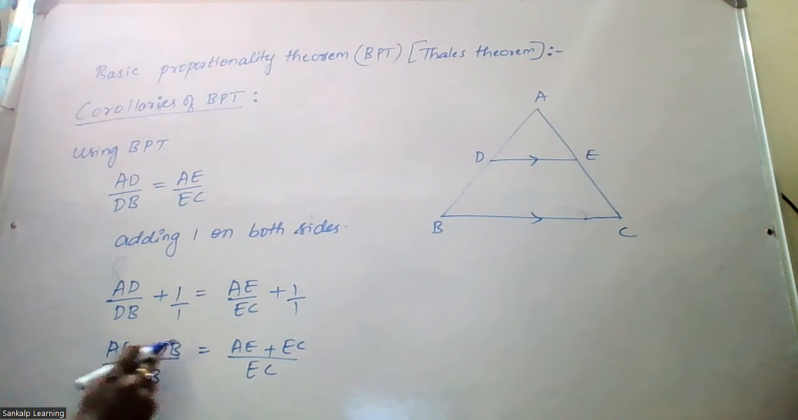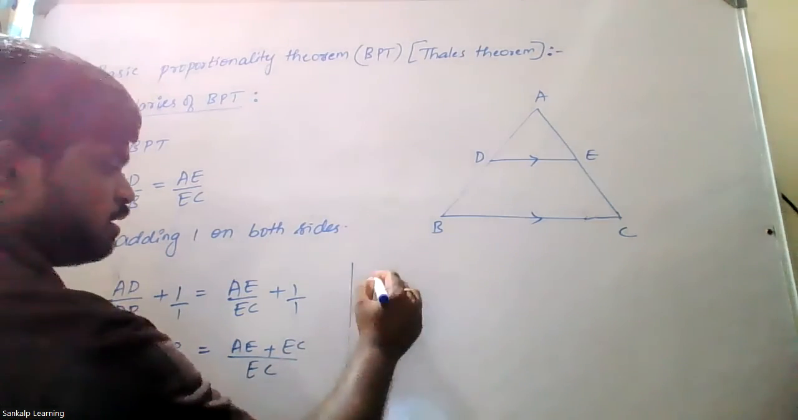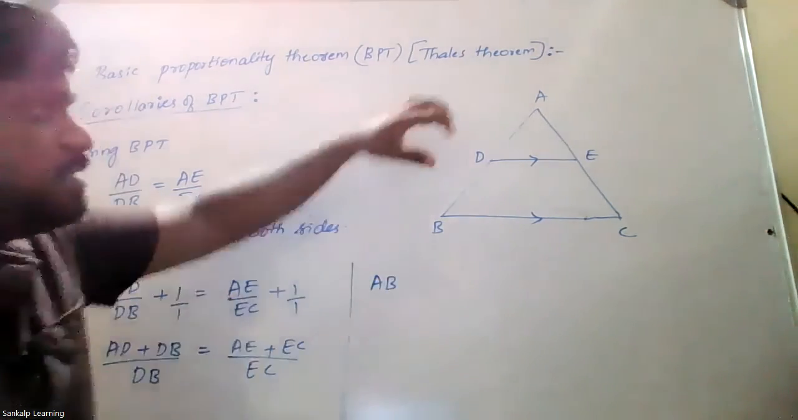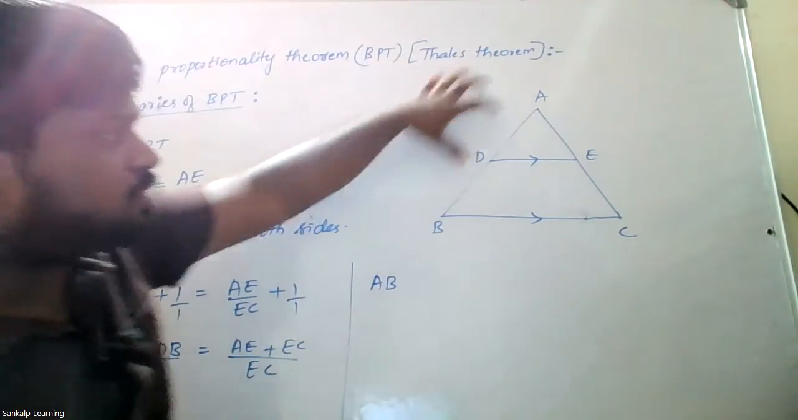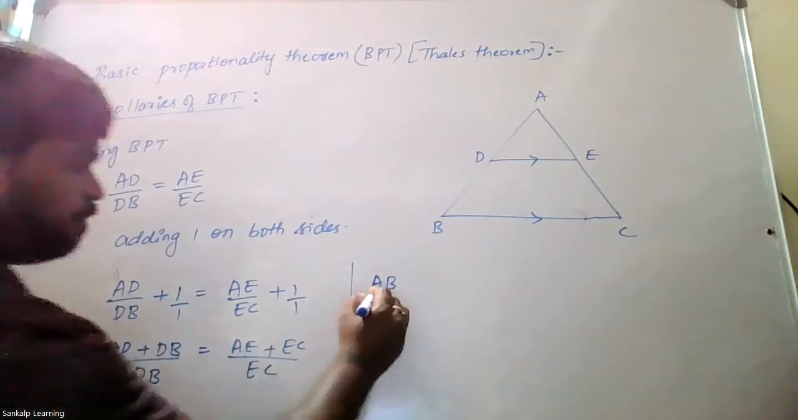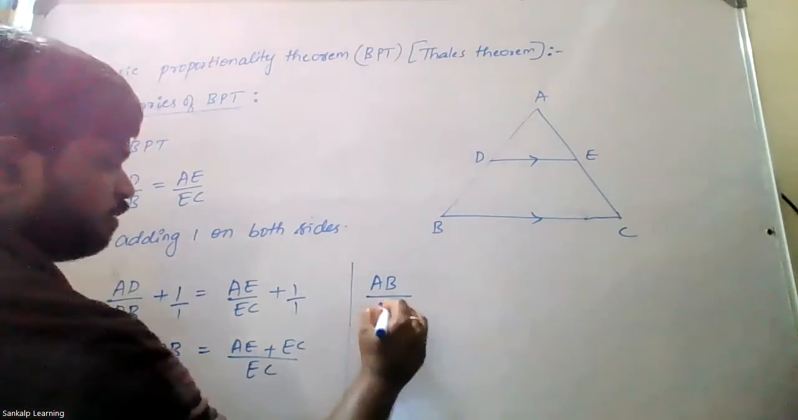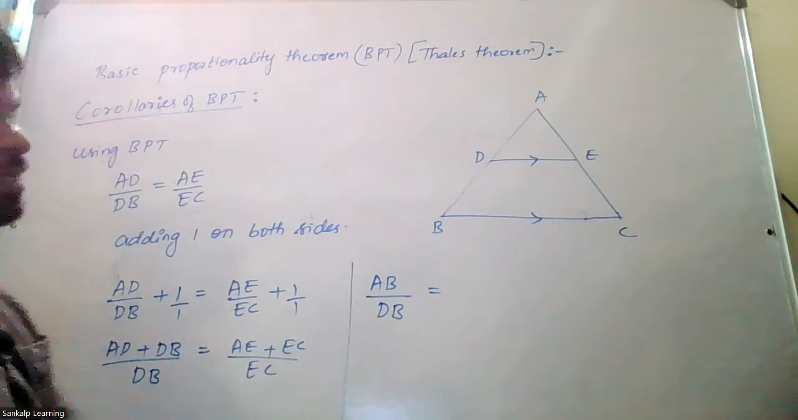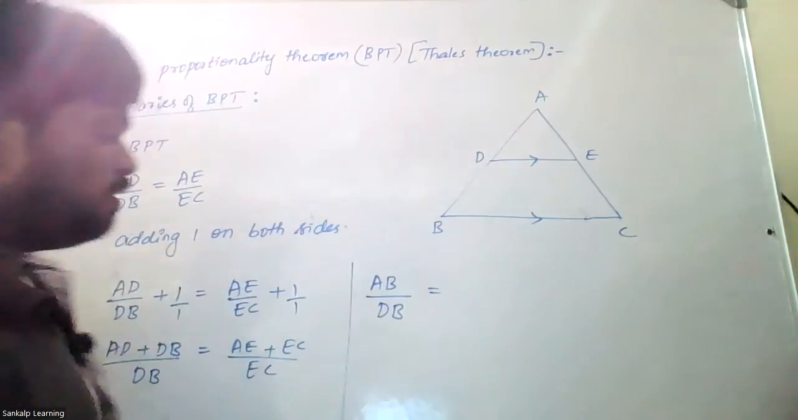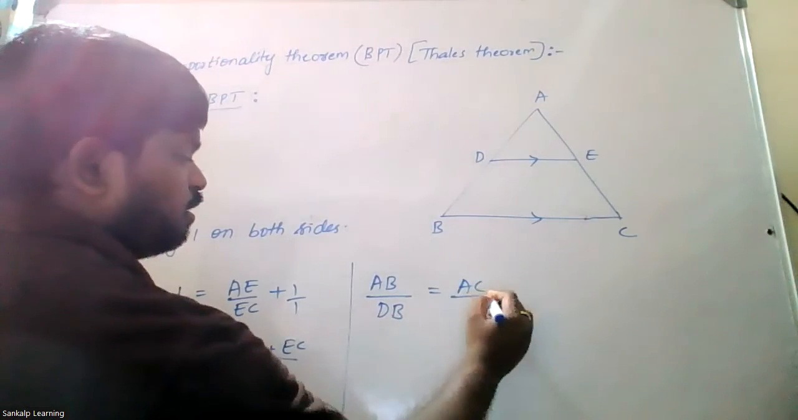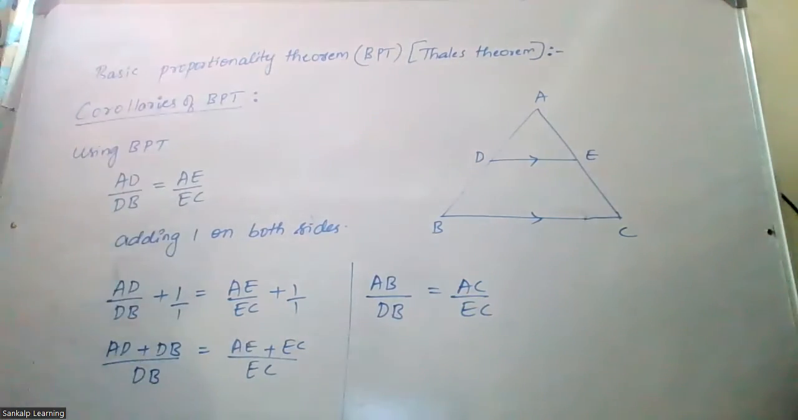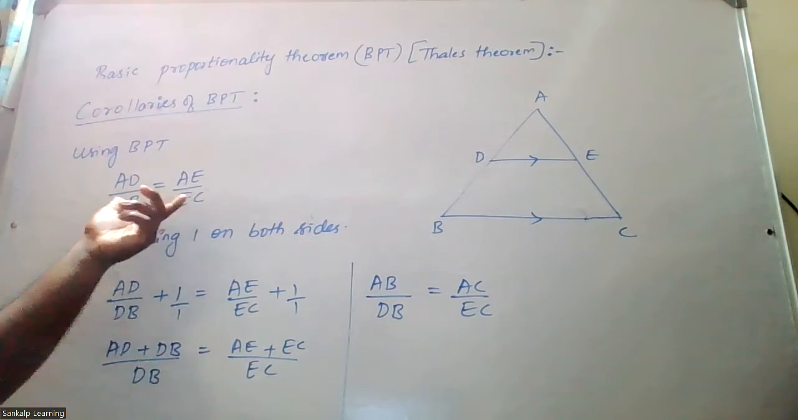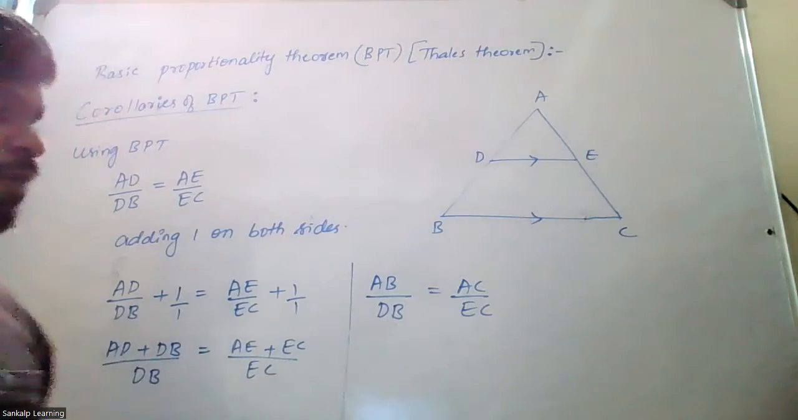Therefore, AD plus DB from the figure, if you observe, AD plus DB is AB. AD is this, DB is this. Add, you get entire length. AB by DB is equal to AE plus EC, AE plus EC will become AC by EC. So this was the result that was using BPT. Using this, we have proved one more result.